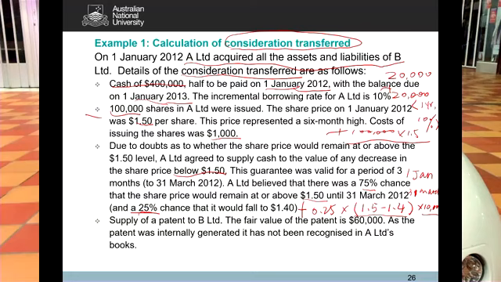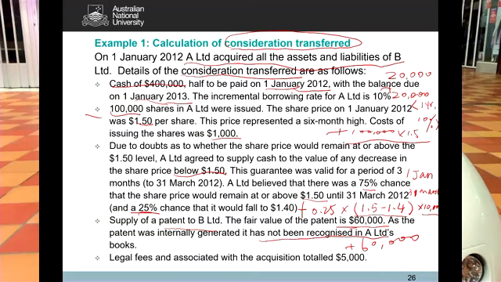Okay? And they also have the patent. The patent fair value is 60,000. So this 60,000 should be recognized. Though this one is not internally recognized in A, it has the fair value during the combination, so you can recognize it. So we add all the things up, that will be the consideration transferred.